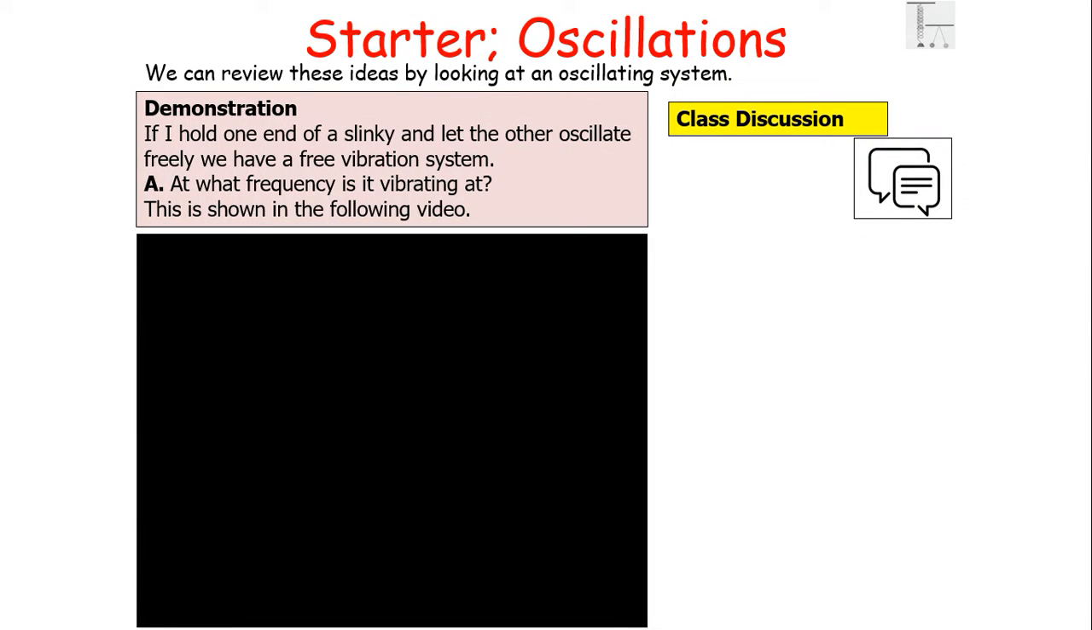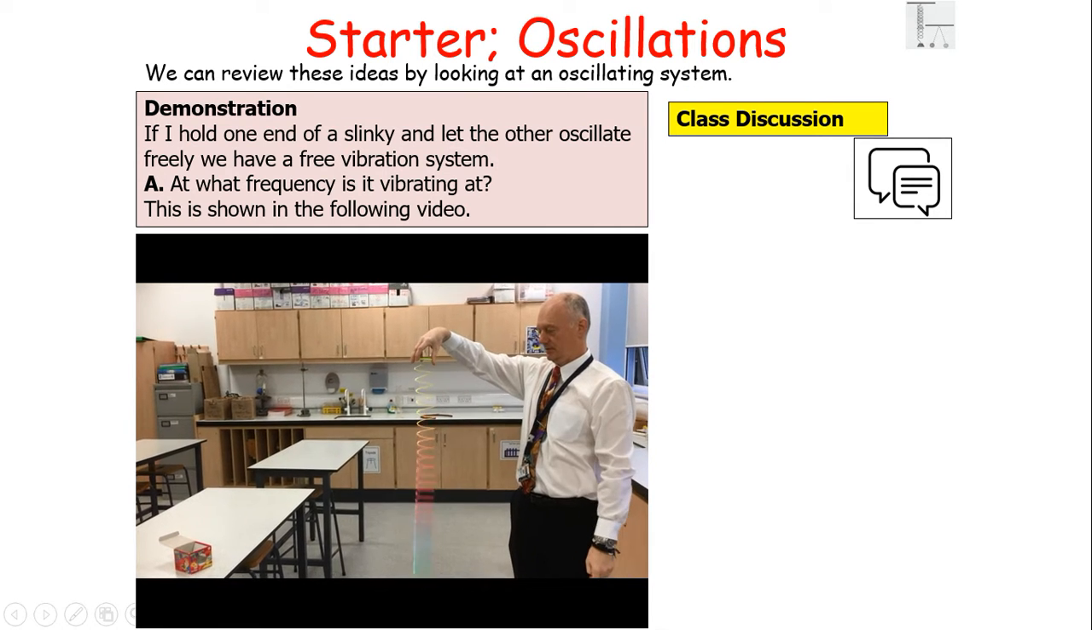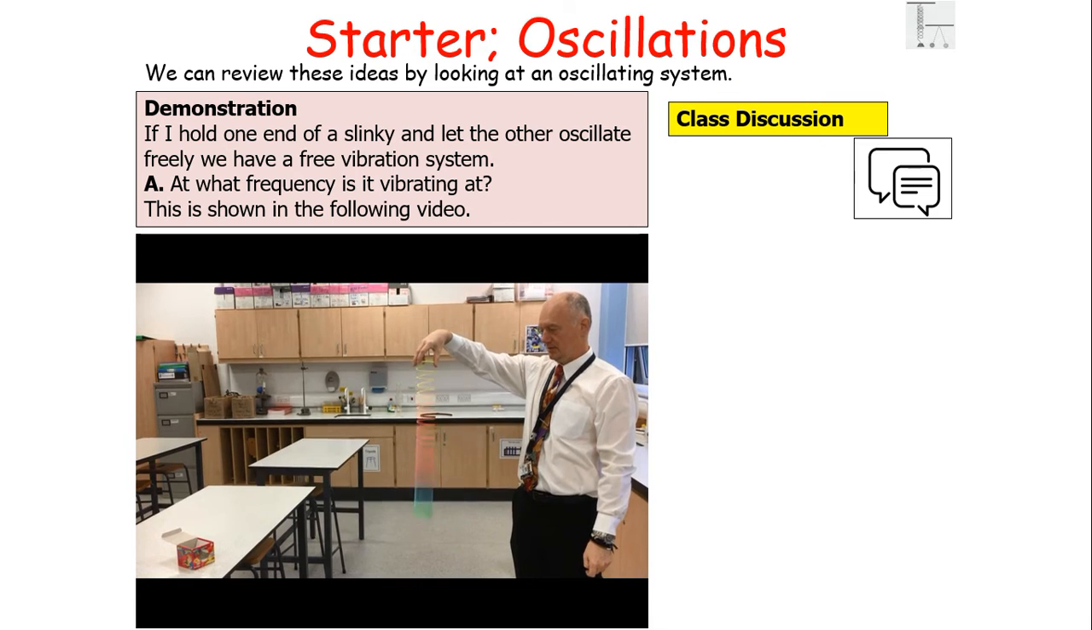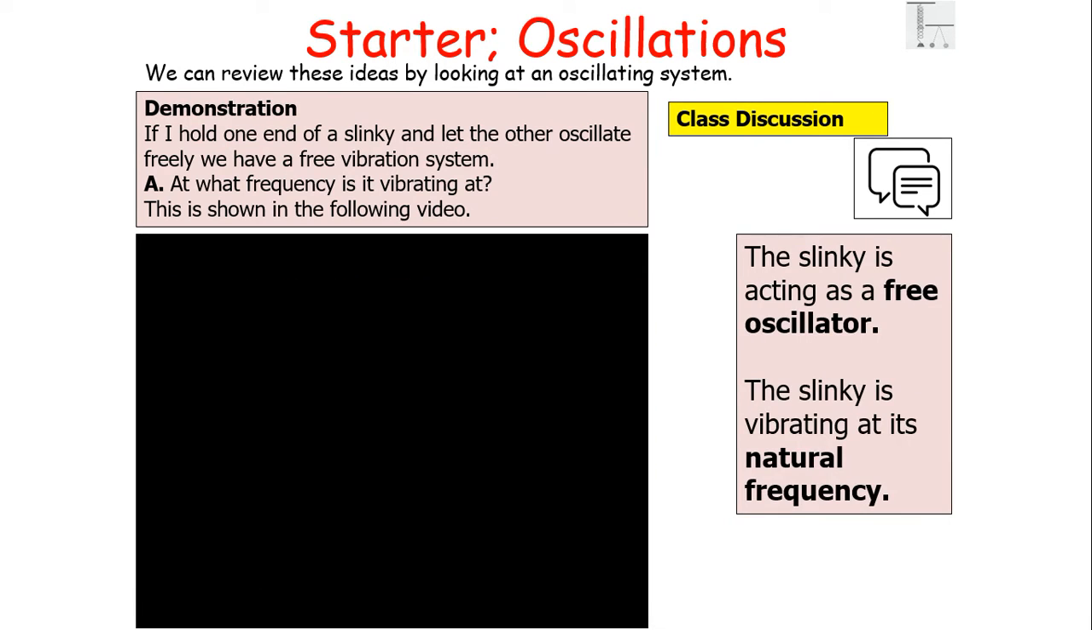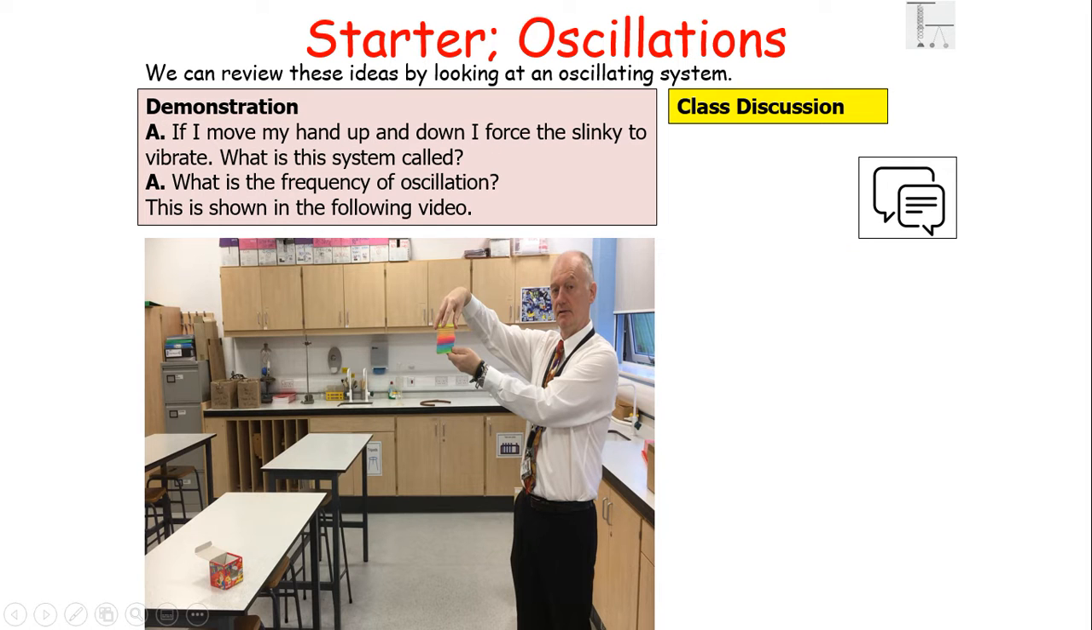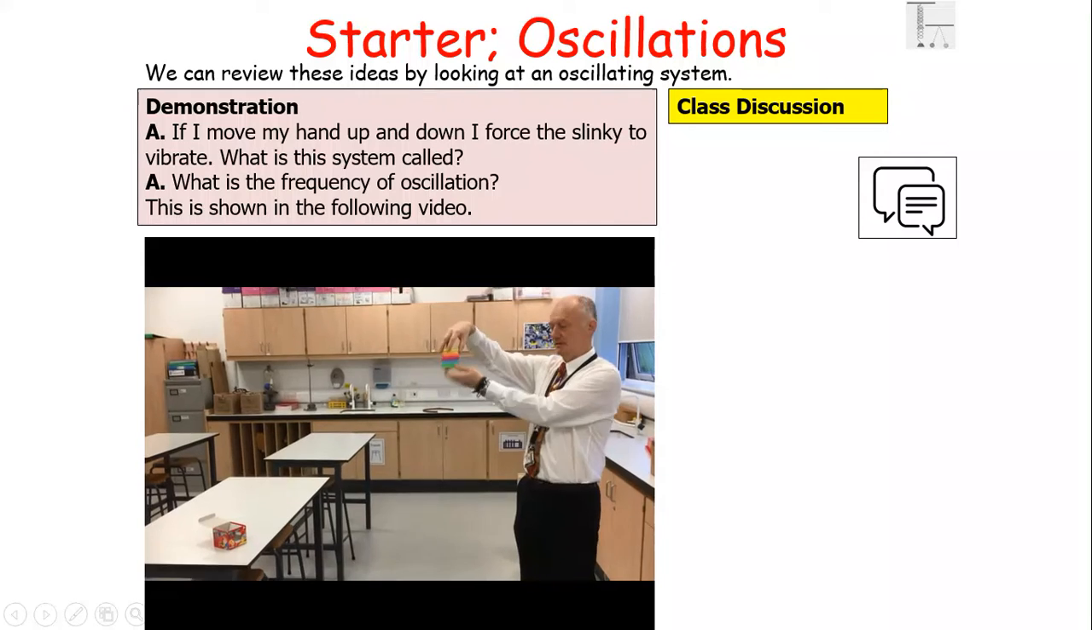If I hold one end of a slinky and let the other oscillate freely, we actually have the slinky operating as a free vibrator. So at what frequency will it actually operate? In this particular situation, because the slinky is acting as a free vibrator, it is vibrating at its natural frequency. But now, if I move my hand up and down, I force the slinky to vibrate.